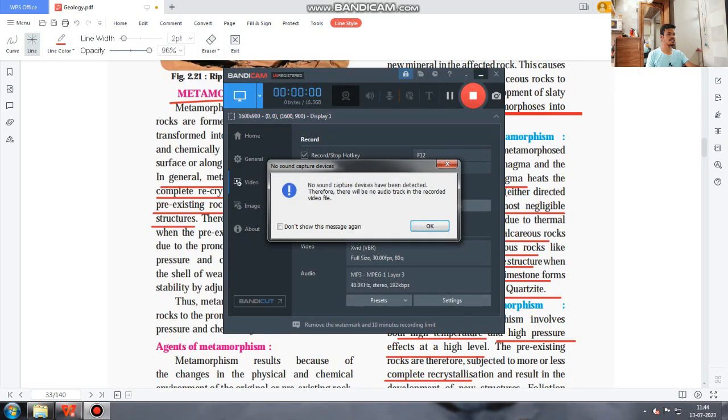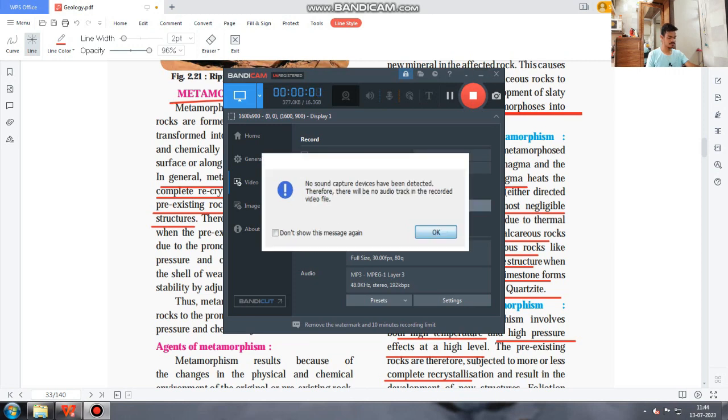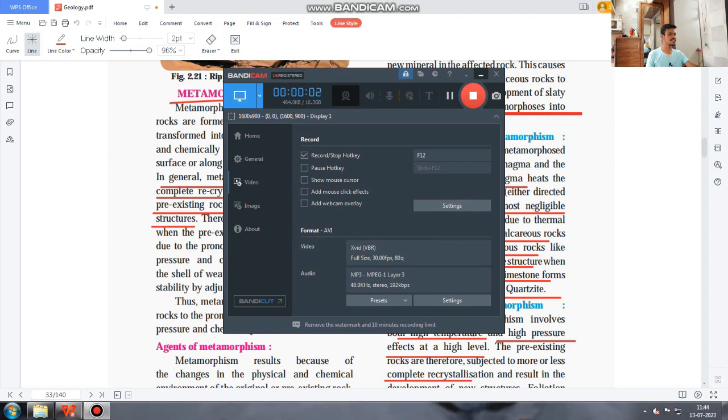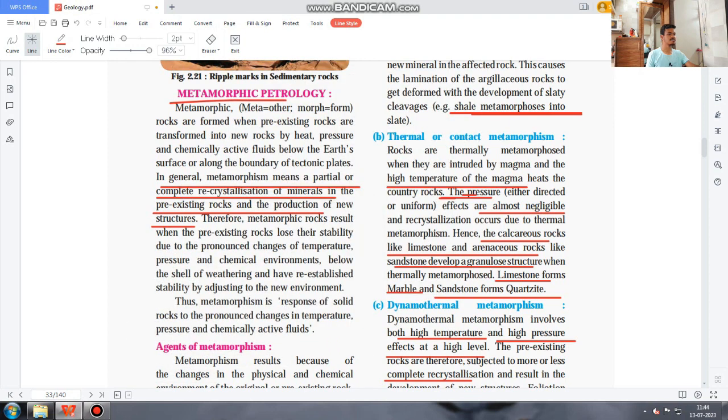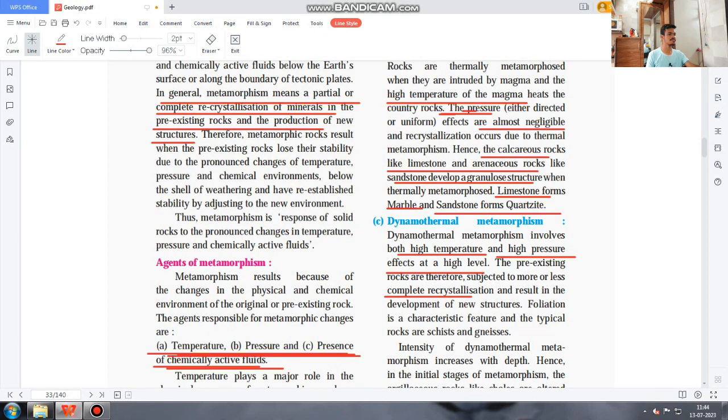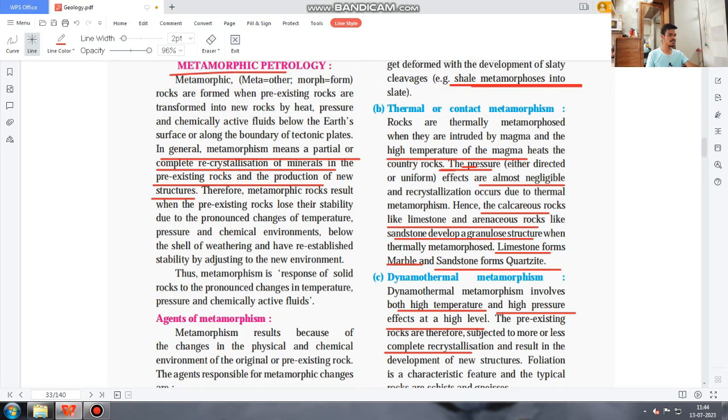These are the types of metamorphism: cataclastic, thermal or contact, and dynamothermal. In cataclastic metamorphism, pressure plays an important role. You just have to remember this. They are like big answers, short notes. You can read this off.